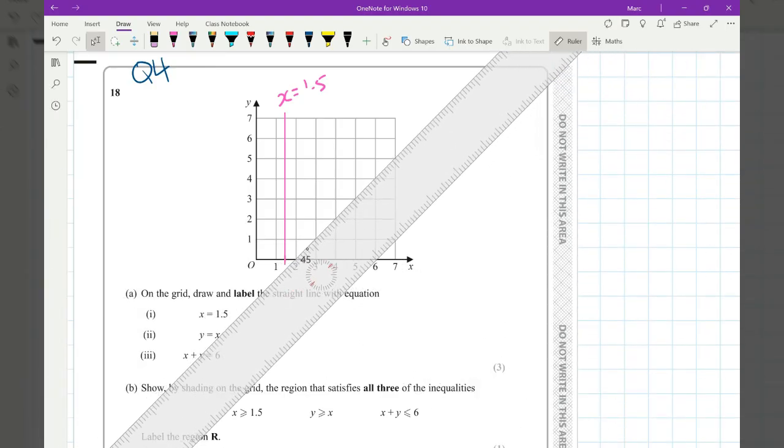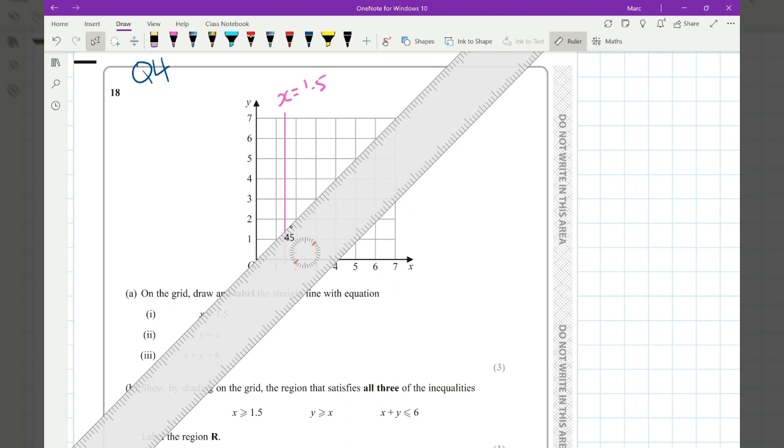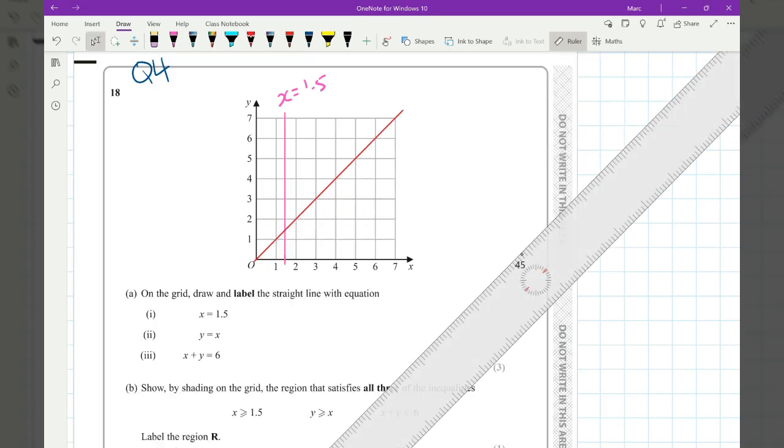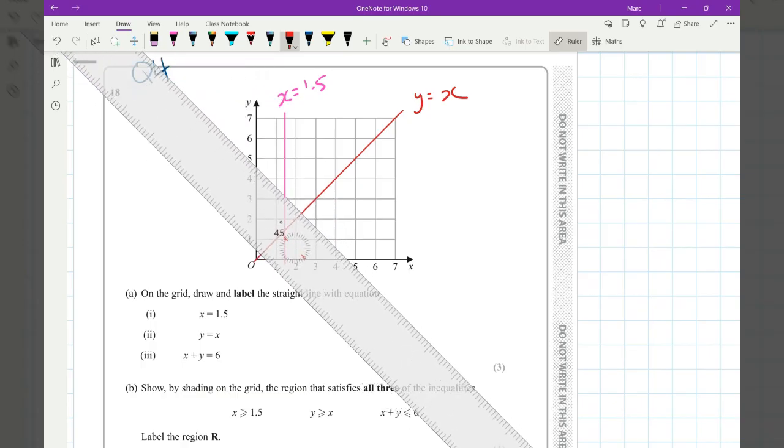Okay, our next one should be at 45 degrees, y equals x. And that will go diagonally through, like so. That one is y equals x. Okay, the last one I happen to recognize this one, is where the coordinates add up to make 6.